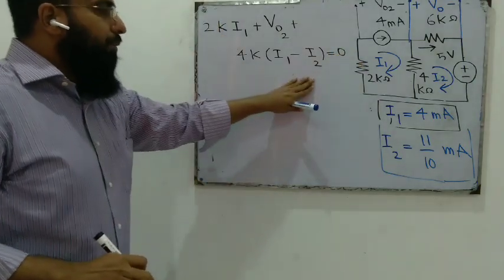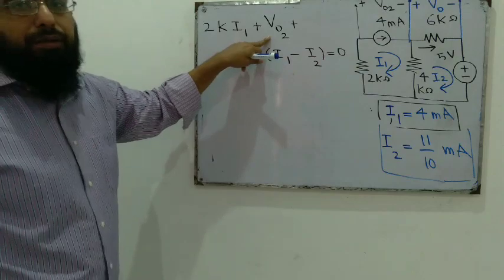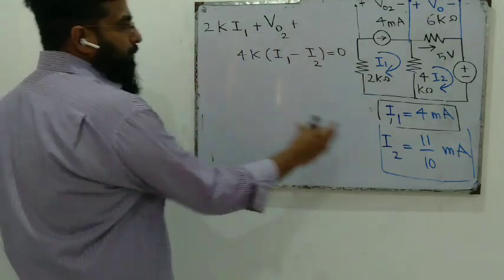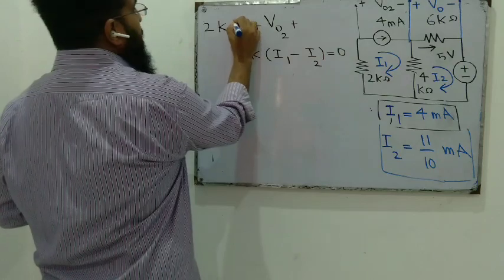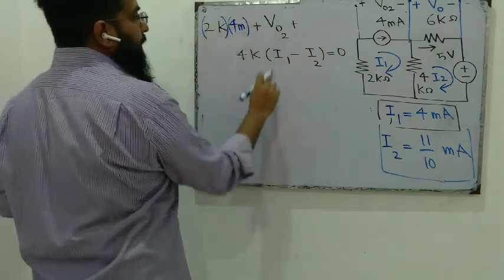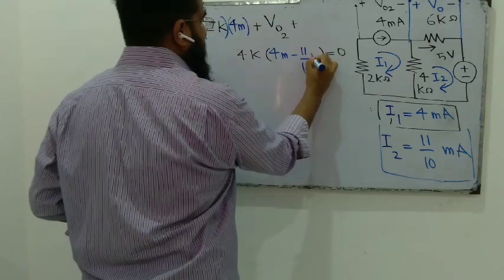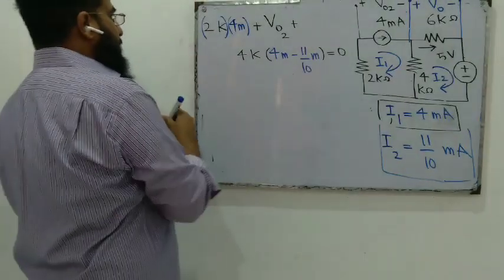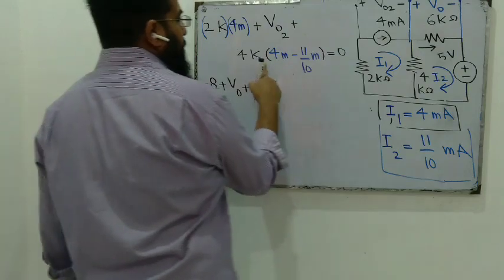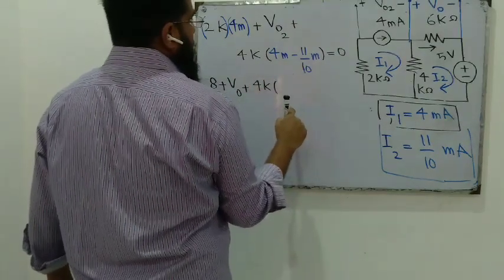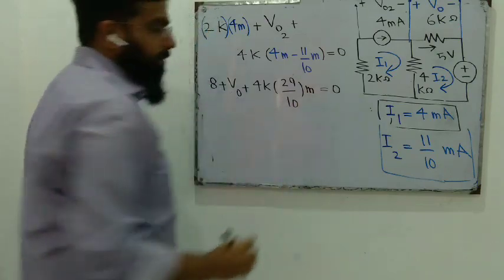So we know I1, we know I2. Let's put these values. We have only one unknown in this equation, that is V out 2. 2k times 4 milli, plus V out 2, plus 4k times (I1 minus I2), that is 4 milli minus 11 over 10 milli. So 4 twos are 8. Plus 4k times 40 minus 11, that is 29 over 10 milli, equal to 0.